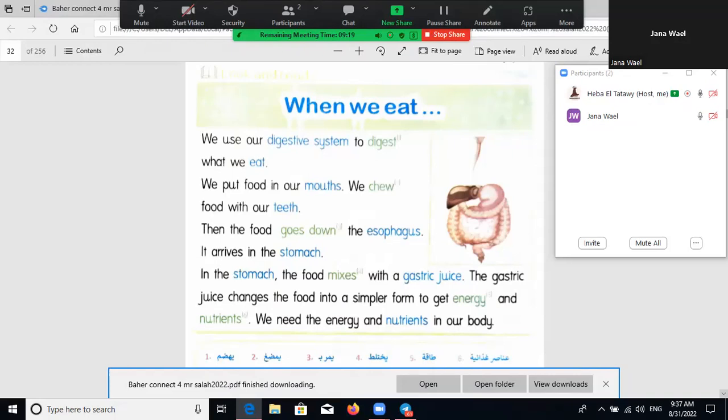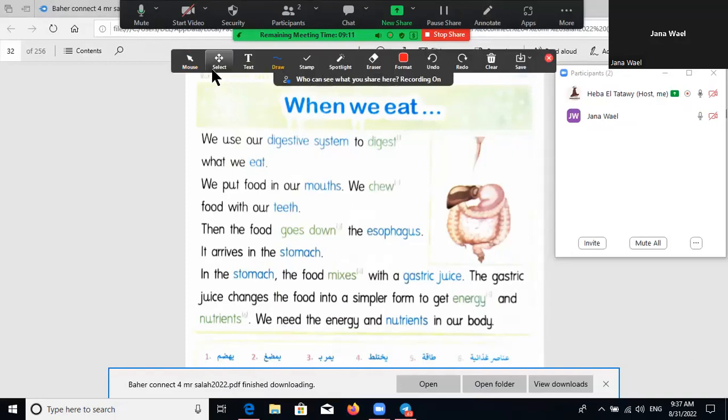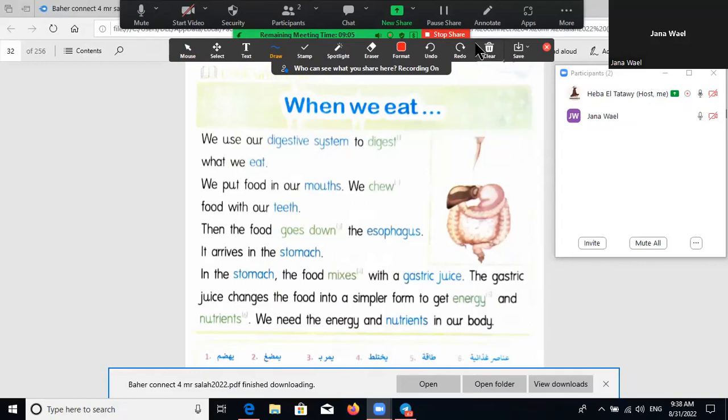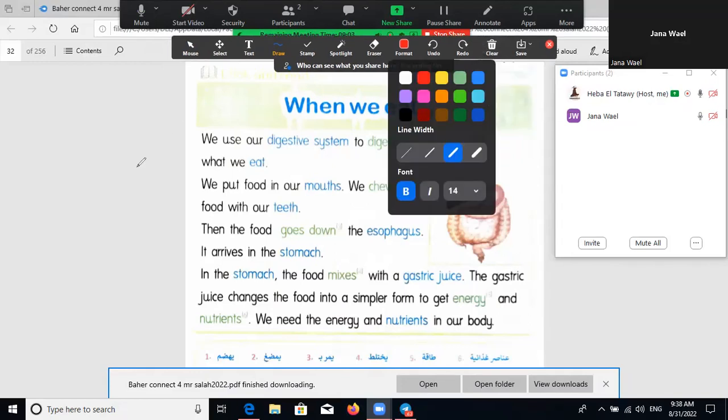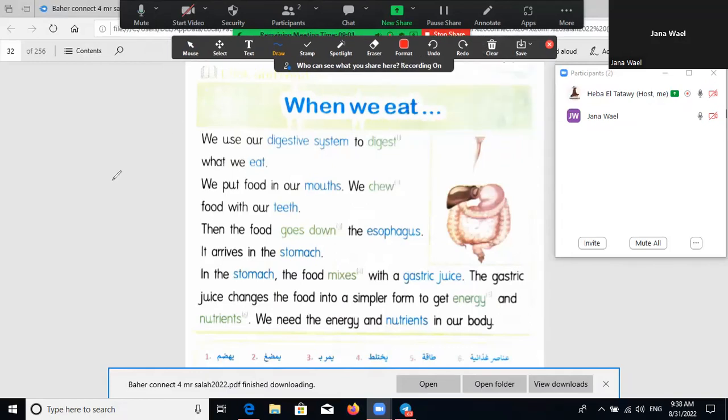We put food in our mouths. We chew food. Mouth, like the word month. Like the word math. Okay? Like the word close.